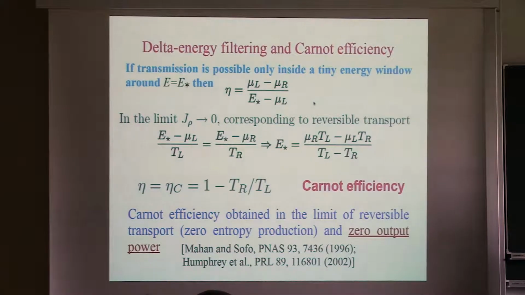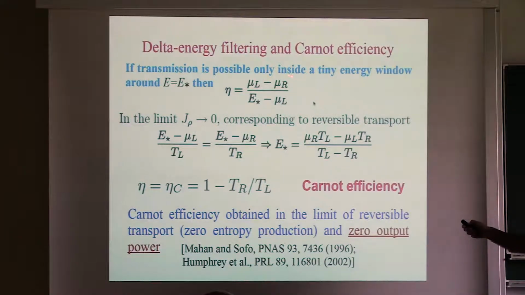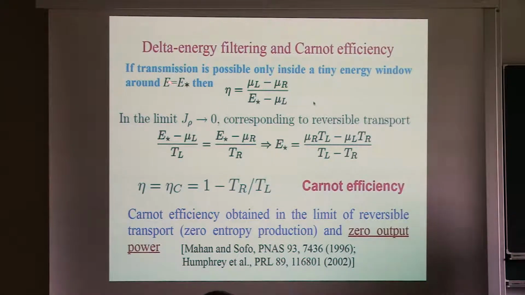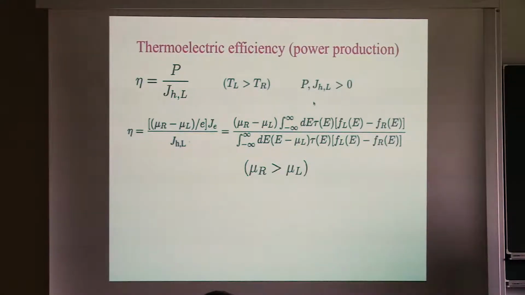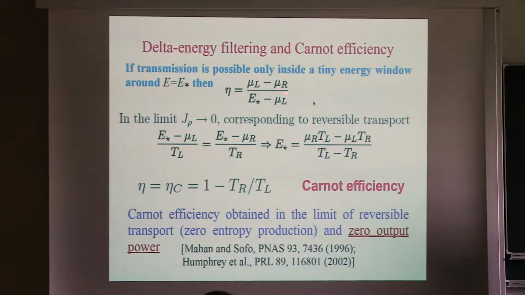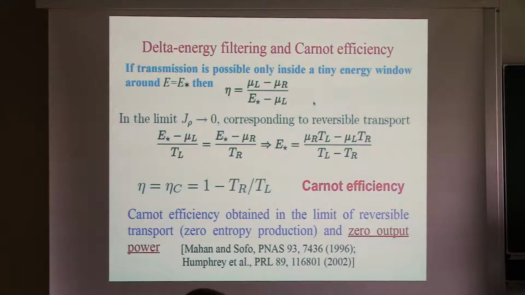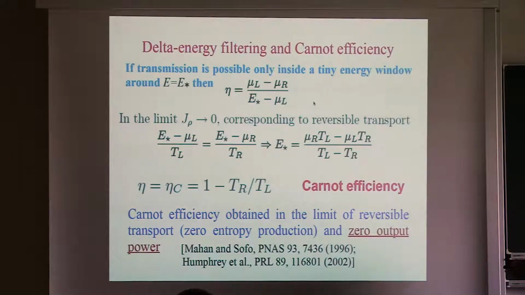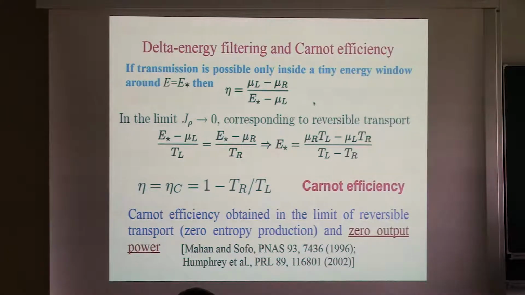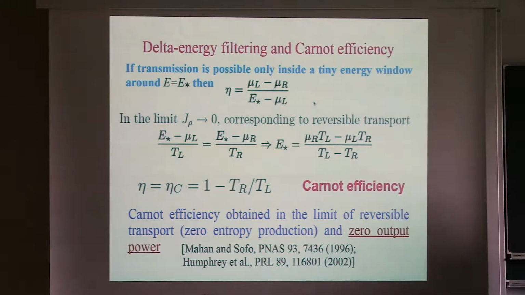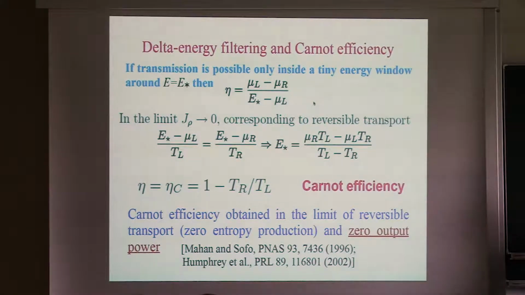You have this expression. And then what is delta energy filtering? If you assume that transmission is possible only inside a very tiny energy window around some value E star, then you can simplify this integration, and you get this expression for efficiency. If on top of that you impose the limit of zero particle current, which corresponds to reversible transport, then you fix the value of the energy where you have the filtering, and you insert this value of energy and you get Carnot efficiency. This is fine because Carnot efficiency is obtained in the limit of reversible transport, so no entropy production and zero output power. So it's consistent at least.